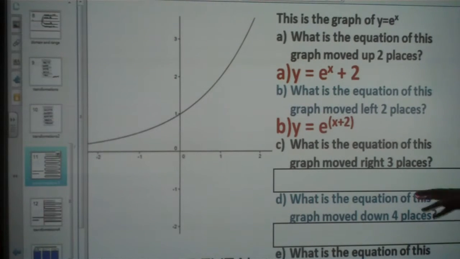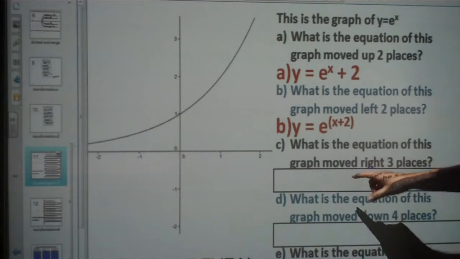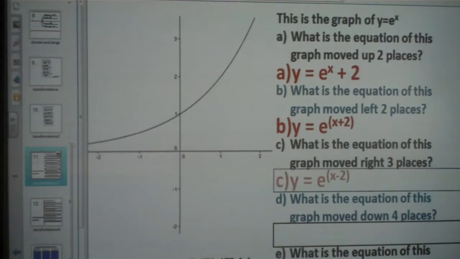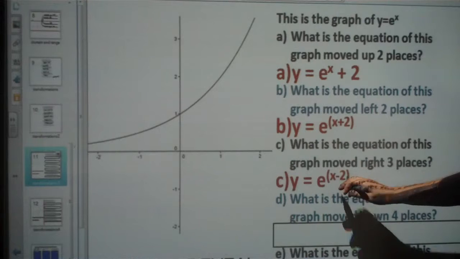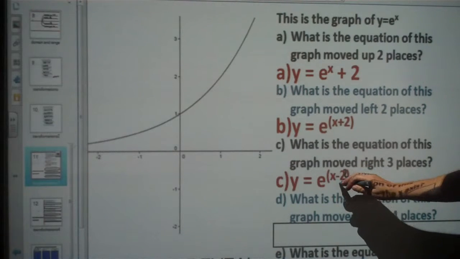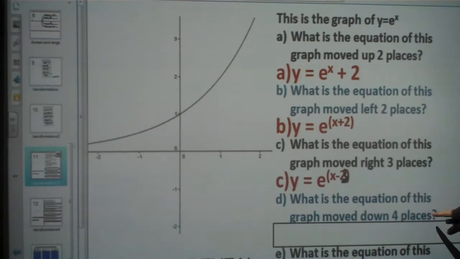Right 3 places, you would think it'd be plus 3, but we're going to do the opposite, so negative 3. So e to the power of x minus 3. Oops, that's supposed to say 3. Move down 4 places, so this one, take away 4.